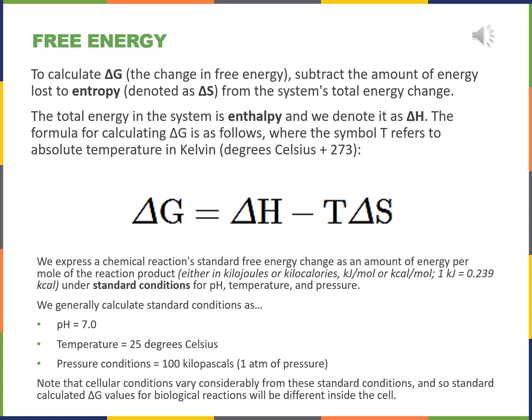We express a chemical reaction's standard free energy change as an amount of energy per mole of the reaction product, either in kilojoules per mole or kilocalories per mole. 1 kilojoule equals 0.239 kilocalories, under standard pH, temperature, and pressure conditions. We generally calculate standard conditions at pH 7 in biological systems, 25 degrees Celsius, and 100 kilopascals, or 1 atmosphere of pressure, respectively. Note that cellular conditions vary considerably from these standard conditions, and so standard calculated delta G values for biological reactions will be different inside the cell.